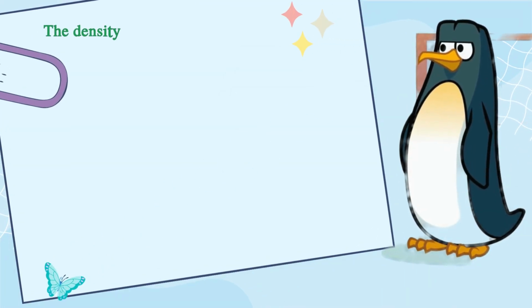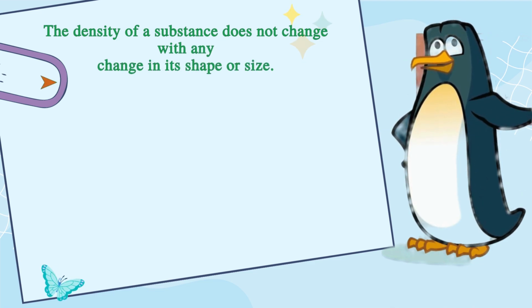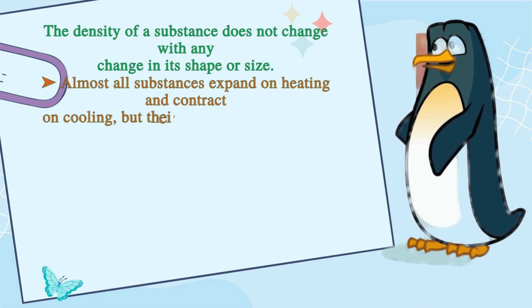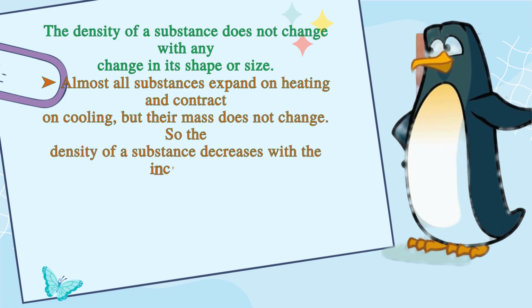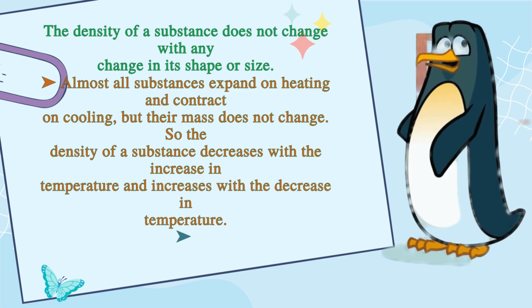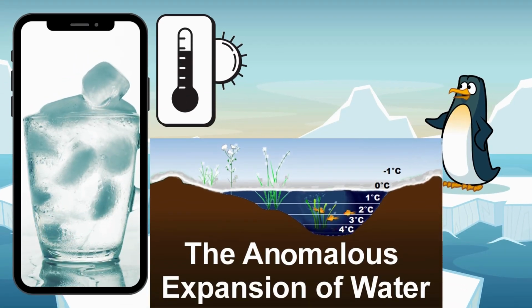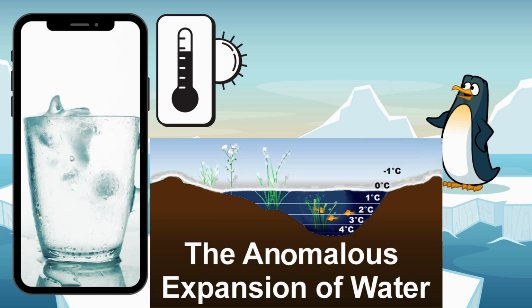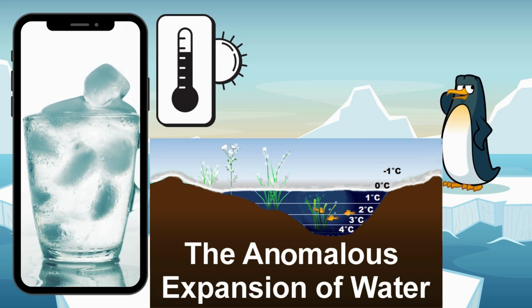Do remember: 1. The density of a substance does not change with any change in its shape or size. 2. Almost all substances expand on heating and contract on cooling, but their mass does not change. So the density of a substance decreases with the increase in temperature and increases with the decrease in temperature. Exception is water, which contracts on heating from 0 to 4 degrees Celsius. So density of water increases from 0 degrees Celsius to 4 degrees Celsius and then decreases above 4 degrees Celsius.